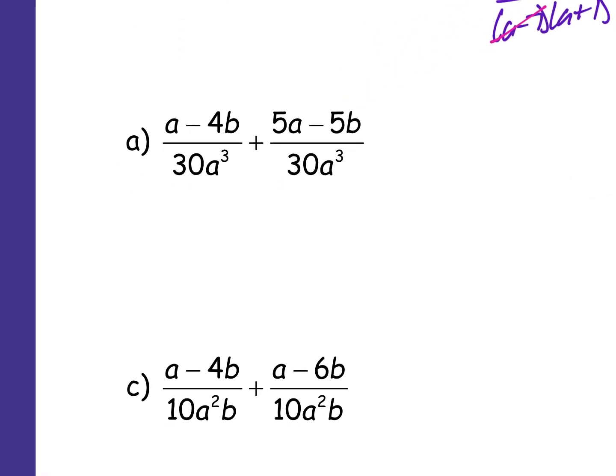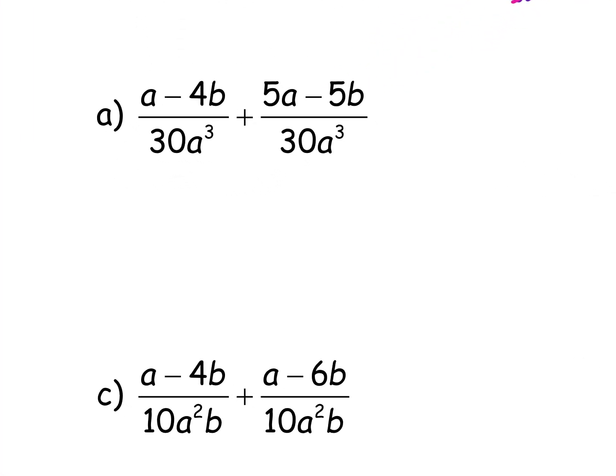So remember, if I'm adding them together, I'm going to add my like terms. So let me go ahead and do this also. So I'm going to add my like terms. So those are my a's, and then my negative 4 and my negative 5. So those are my like terms for my numerator. So I'm going to get a plus 5a is 6a, and negative 4b minus 5b is negative 9b over 30a cubed.